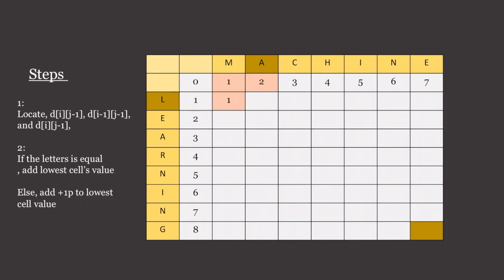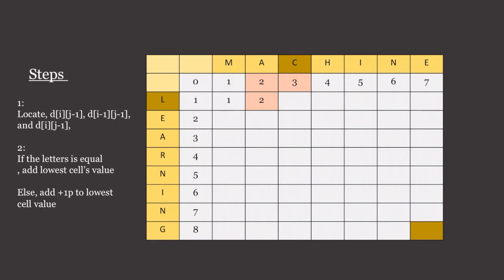And now we go forward. Is L equal to A? And it is not. So we take the lowest value of the neighbors and add +1 to it. Now we have two values that are equally low, so we can choose either of them, and we add +1.